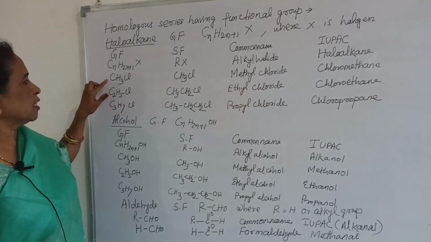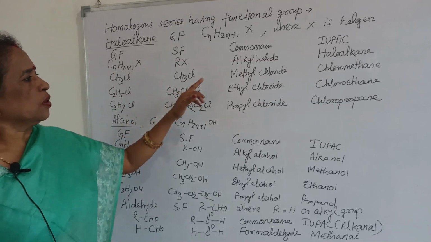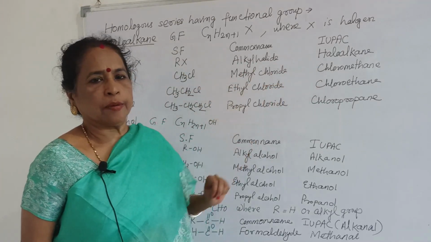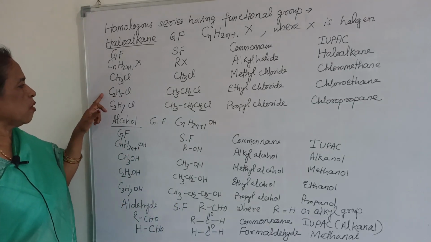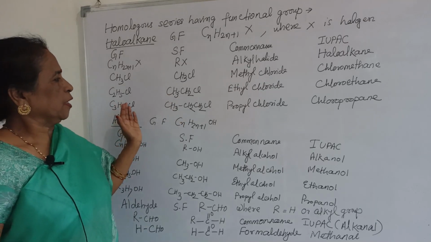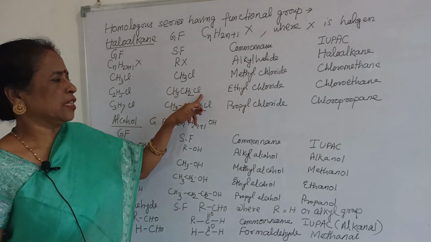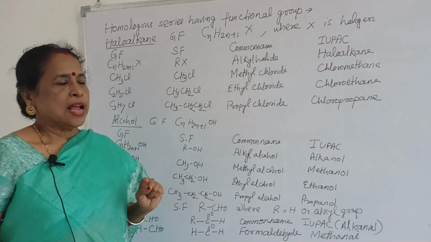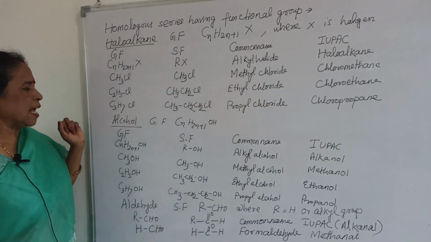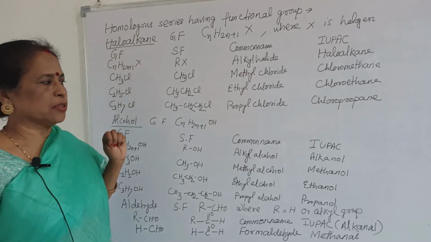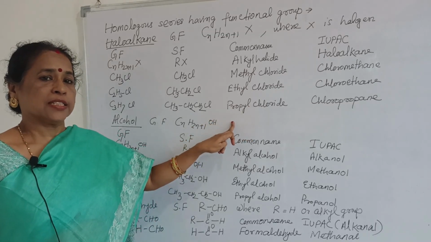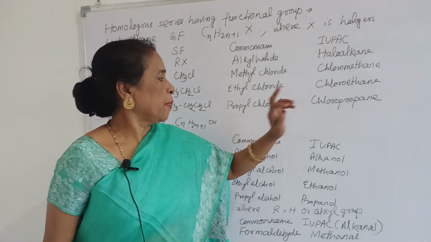The first compound CH3Cl is known as methyl chloride by common name and chloromethane by IUPAC name. Second one C2H5Cl, you open it, break it, CH3CH2Cl, that is ethyl chloride, and IUPAC name chloroethane. C3H7Cl, there are 3 carbons, so it is known as propyl chloride. Prop means 3 carbon, chloropropane.